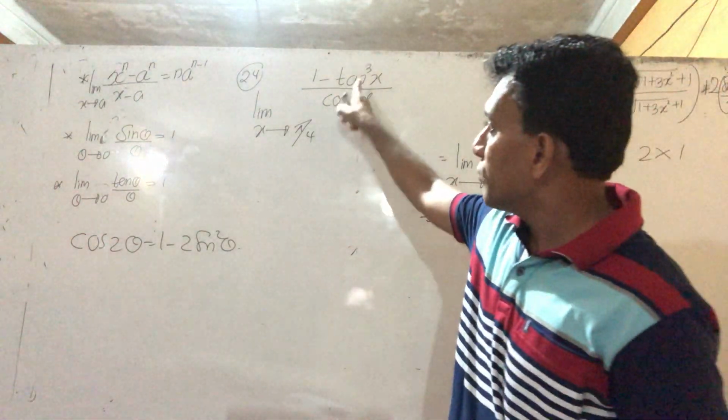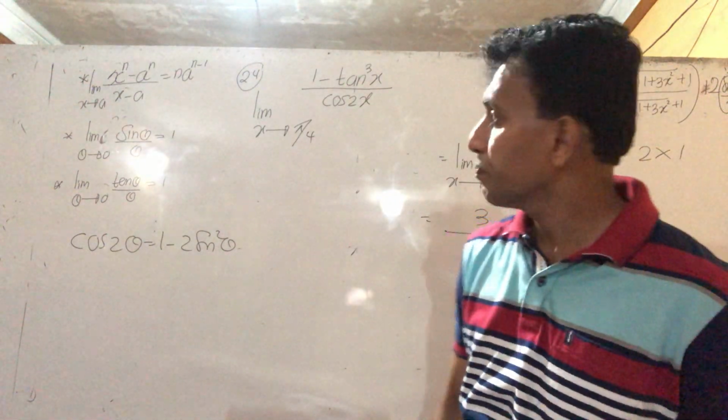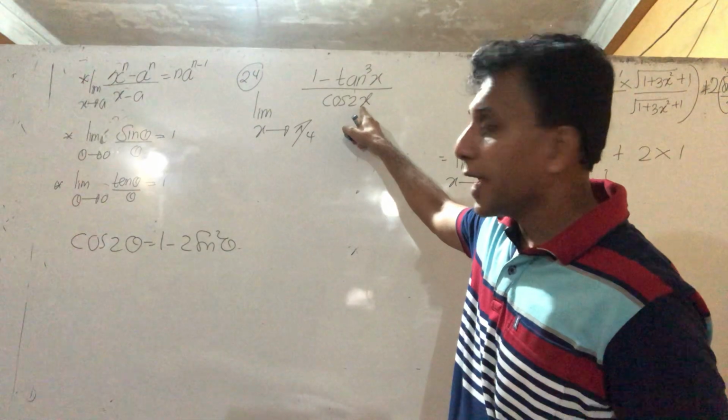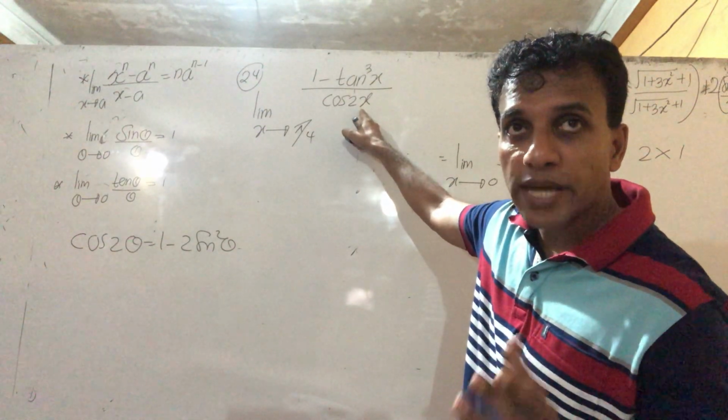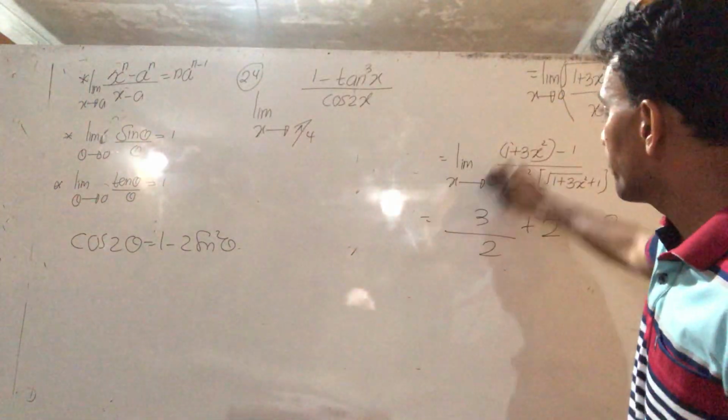So put x equals pi by 4. You know tan pi by 4 is 1, so 1 minus 1 is 0. Here cos 2 times pi by 4 is cos pi by 2, cos 90 is 0. 0 over 0, one of the meaningless forms.